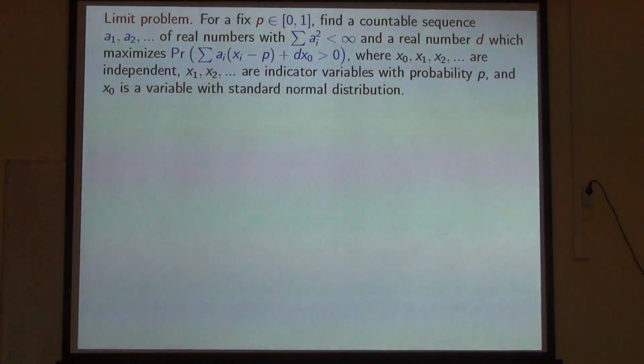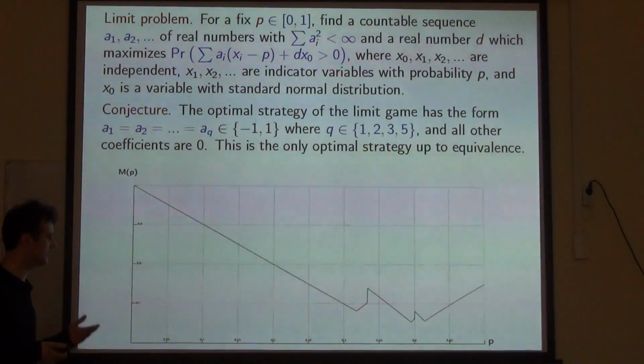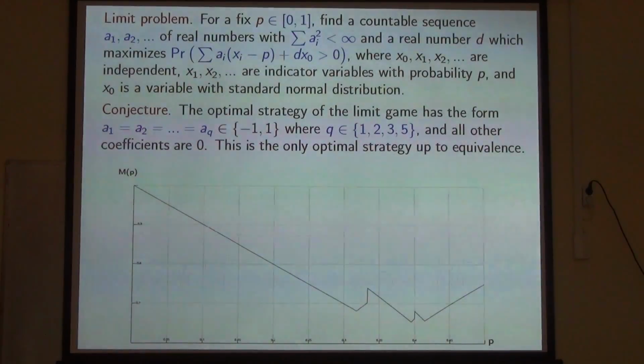Okay, so this is again the limit problem, and the conjecture is that depending on the probability, this is the optimal curve, so the best probability you can achieve. Where does it come from? This is just the maximum of some different strategies.